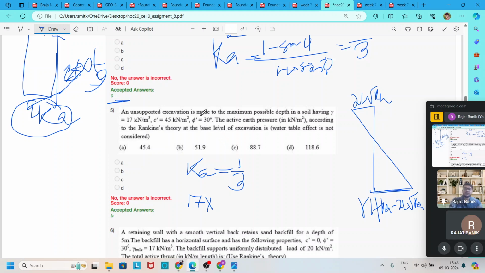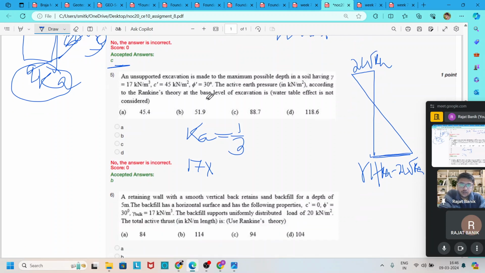So there is one logic required. First, find out the height of the excavation. It is said that the excavation for this unsupported case is maximum.